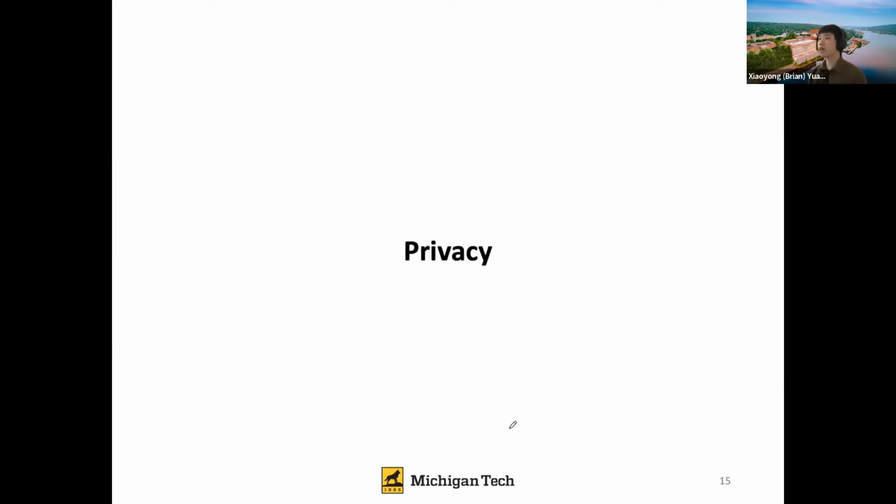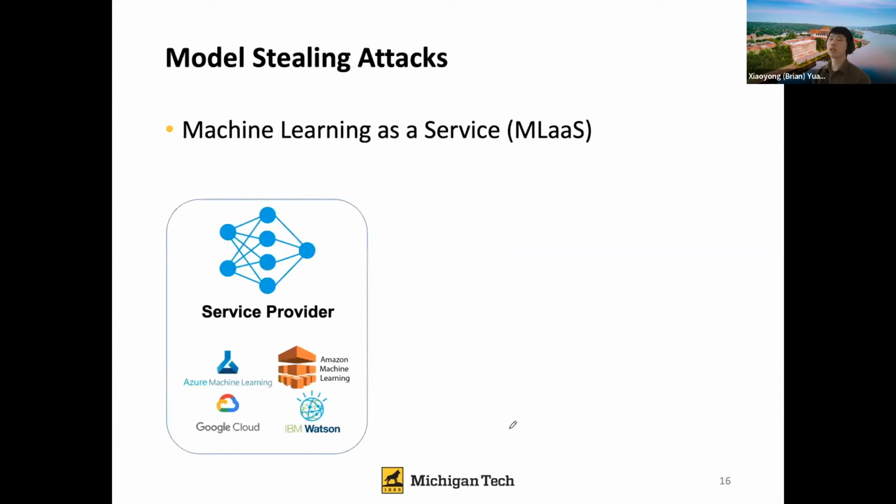So far I talked about the safety and security issues in existing machine learning algorithms in our recent work. Next, I will talk about some privacy issues in trustworthy machine learning. First, I will talk about a model stealing attack, which targets the privacy of the machine learning model itself.